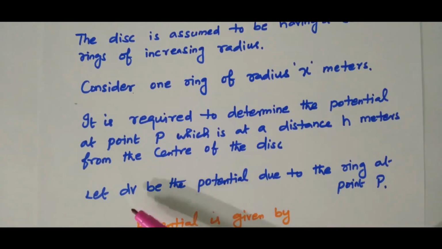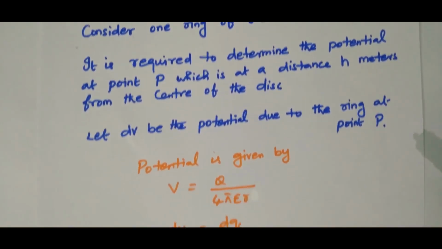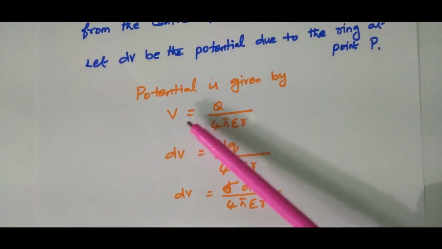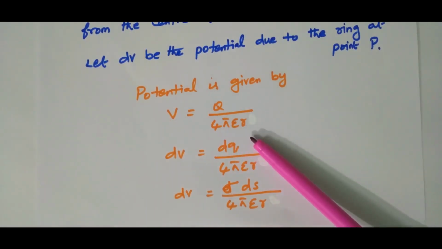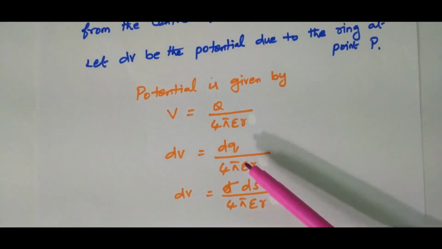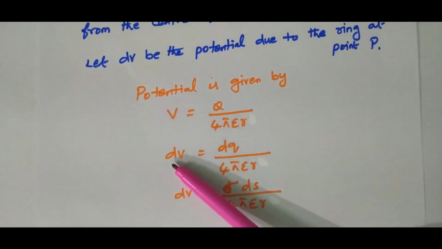Now we'll take dV as the potential at this point P. V is the total potential, dV is the potential due to the small ring dx. Now the potential is given by V equal to Q divided by 4 pi epsilon r. The general formula for potential is V equal to Q divided by 4 pi epsilon r. Now we consider only a small charge, so that V becomes dV.